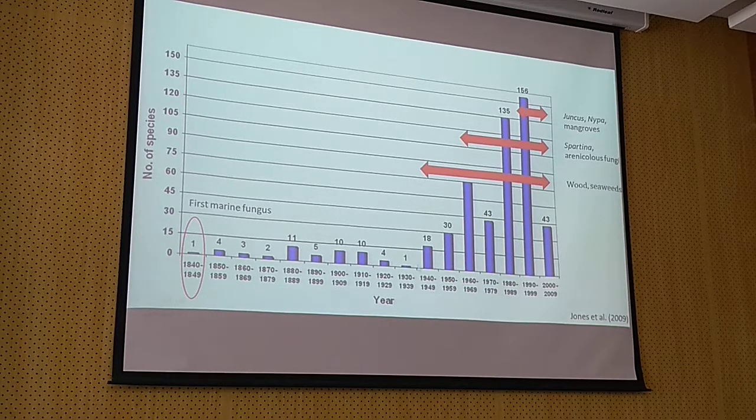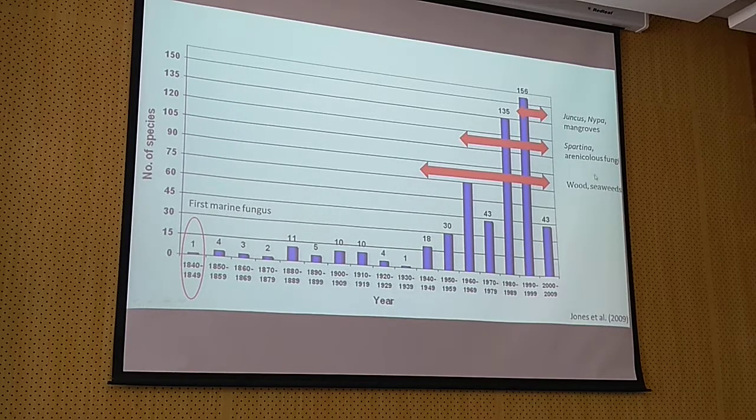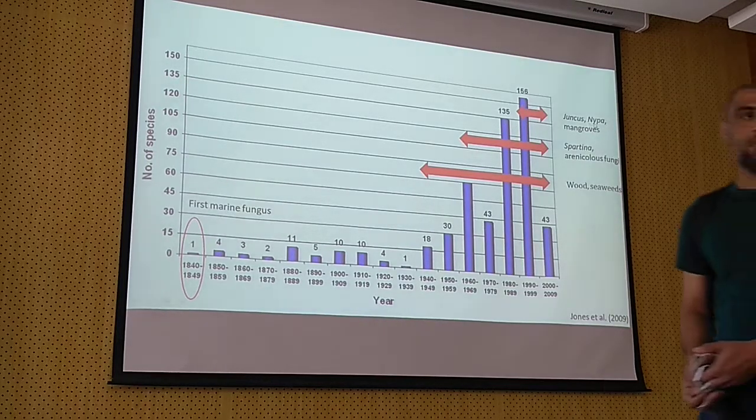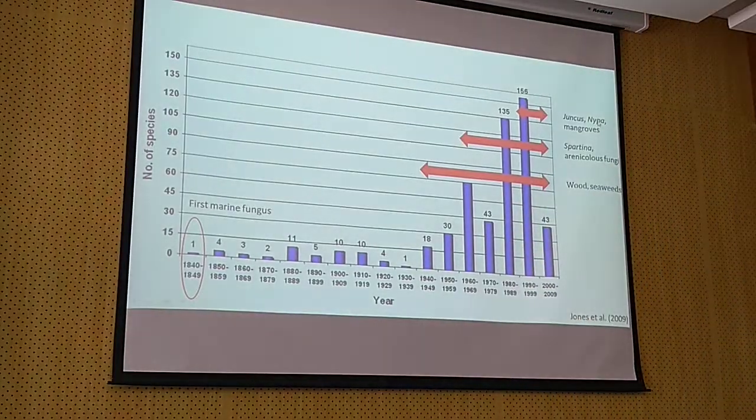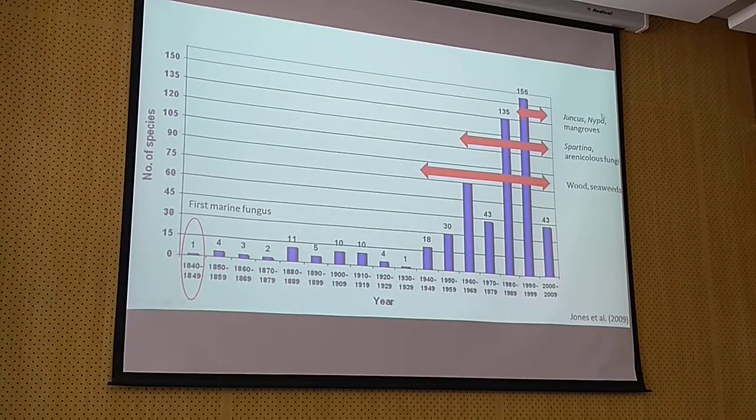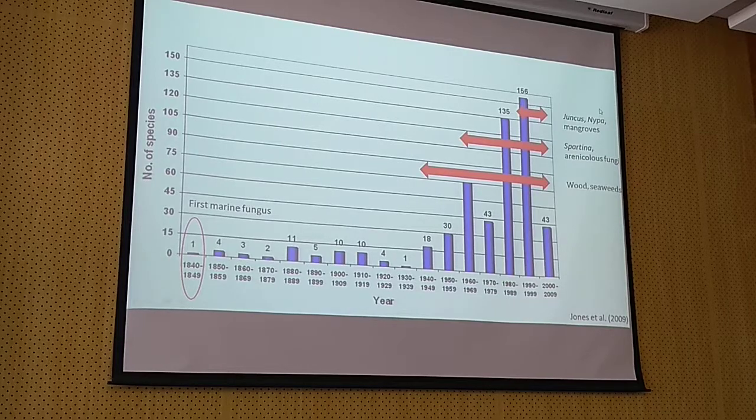So you can see that after 1944, there have been a lot of studies describing marine fungi on various substrata. In the early days, people looked at the fungi associated with wood or seaweeds, and later on people looked at the marsh grass, and also the fungi forming fruiting bodies on sand grains. In the last 20 to 30 years, people have started to look at fungi associated with Juncus and other marsh grasses, and also nipa, which is a palm in the tropical areas.